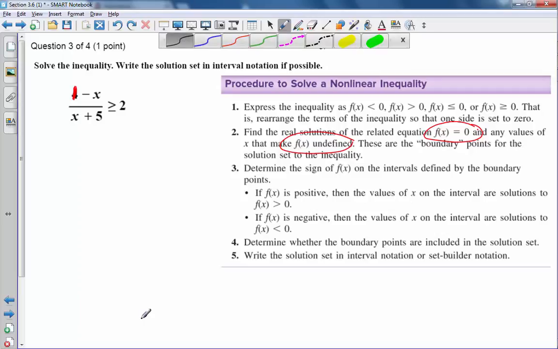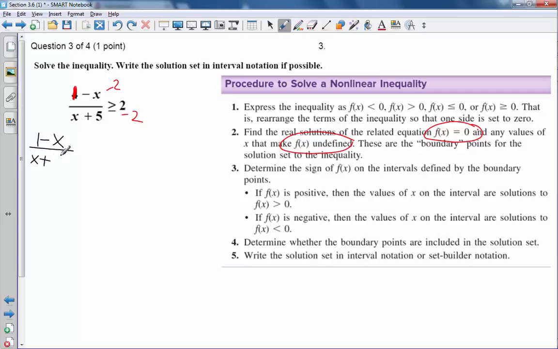Alright, what is step 1? We need to get right side 0. Do you have a 0 on the right side? Do you? No? We need to get this guy out of here. How? By subtracting 2 from both sides. So this is what you have now. Okay.